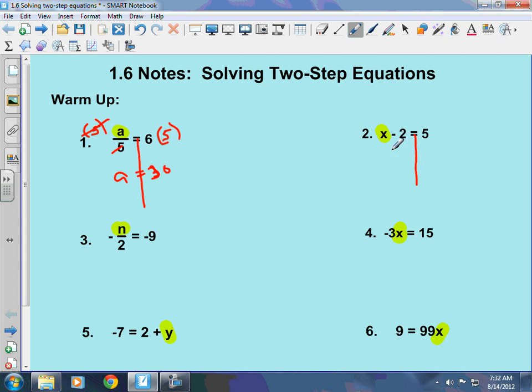Number 2, line at the equal sign. This is subtraction. It is not subtraction because you see a minus sign. It's subtraction because the X is positive and the 2 is negative. X is a number, I just don't know what it is yet. So now I need to do the opposite, add 2 to both sides. X equals 7.